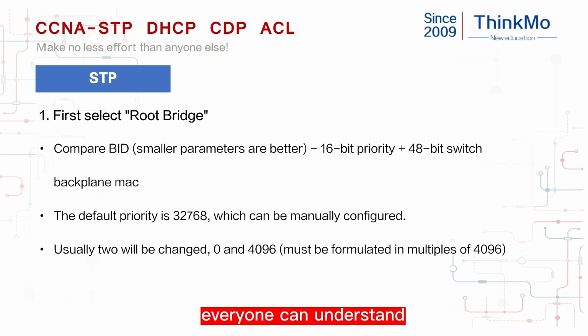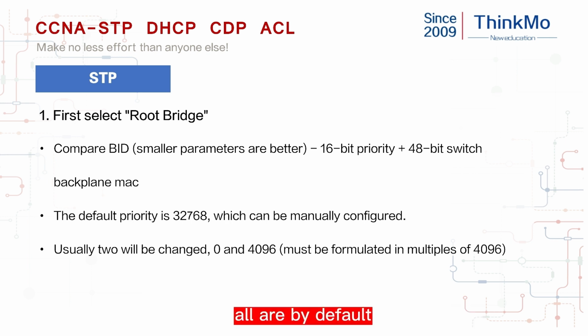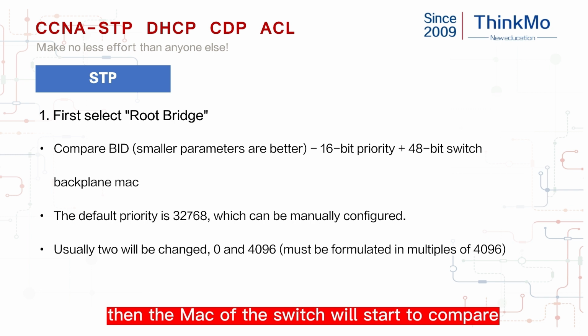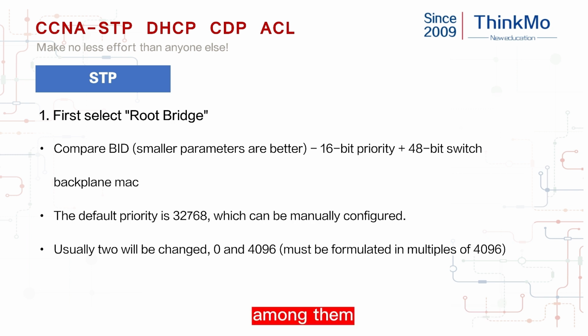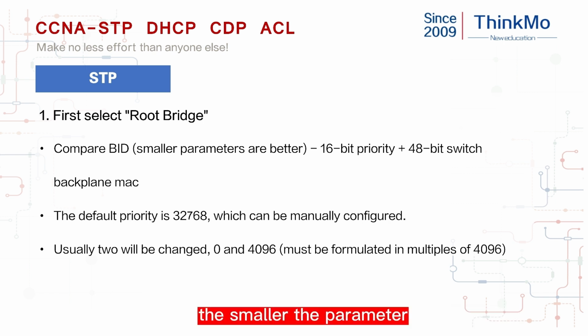Everyone can understand, we can manually configure it. I tell you this: if now there are 3 devices, and the priority and the bridge ID of each device are all default, then the MAC of the switch will start to compare. Among them, the smaller the MAC address, the better. So, first select the root bridge and compare the bridge ID. The smaller the parameter, the better.